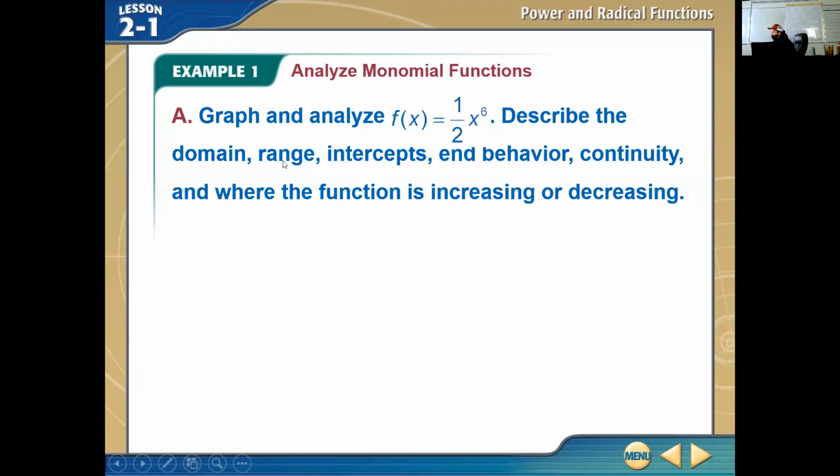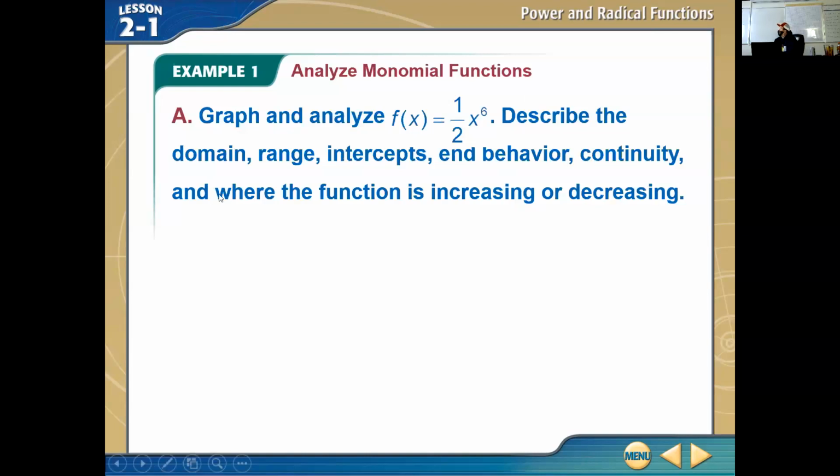So that means it's going to have all the characteristics of a power function where A is positive and N is even. So the domain, all real numbers. The range is going to be cut off at 0 and it's going to go up. Okay, so from 0 to positive infinity. The intercepts, crossing at the origin, 0, 0. The end behavior, as x approaches negative infinity, f of x approaches positive infinity. And as x approaches positive infinity, f of x approaches positive infinity. Continuity, it's going to be continuous throughout the entirety of the graph.